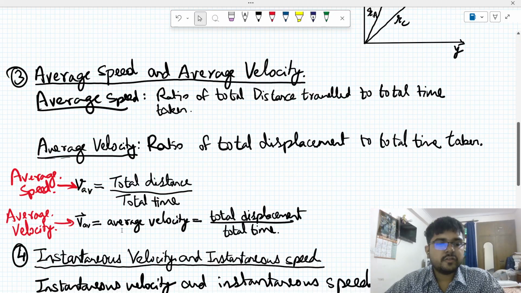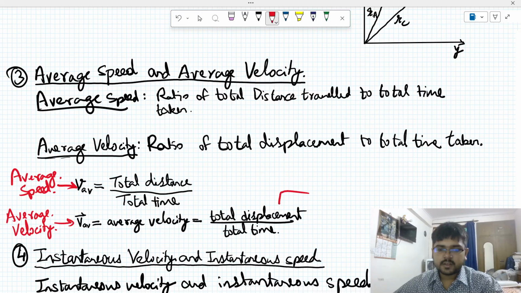So we have average velocity is equal to total displacement. Mind you, this is displacement, over total time, that is average velocity.